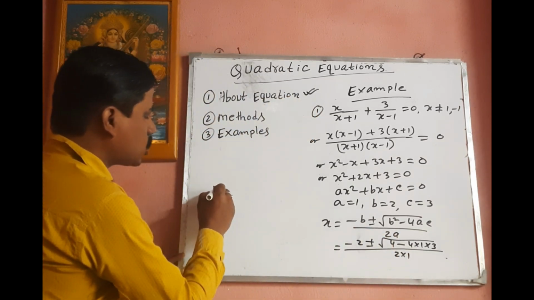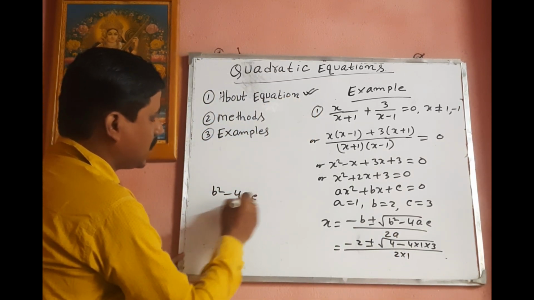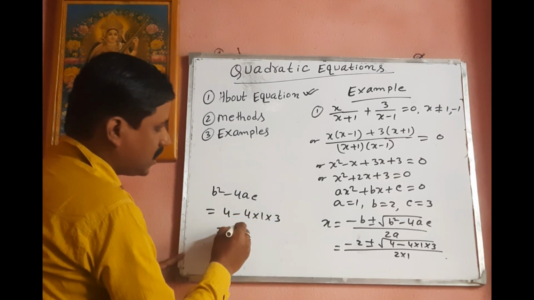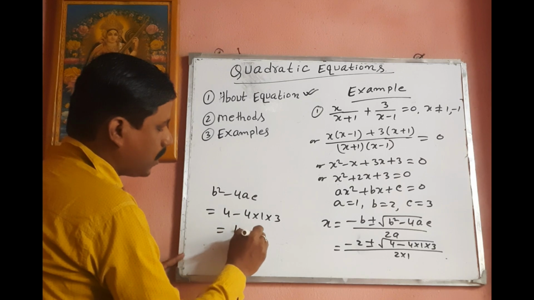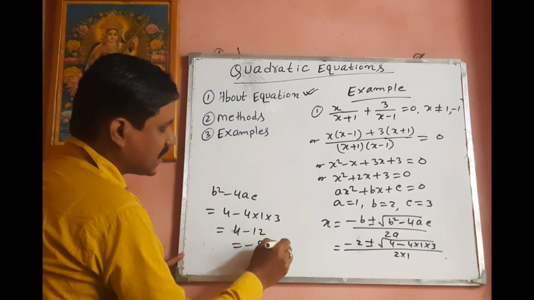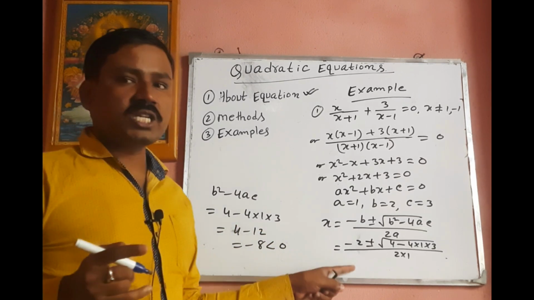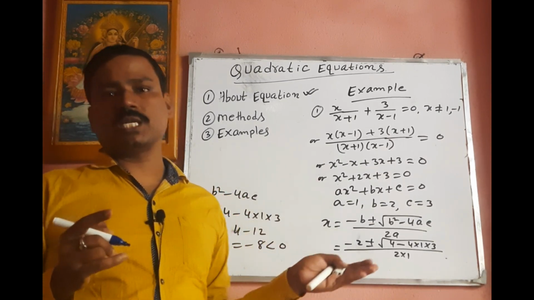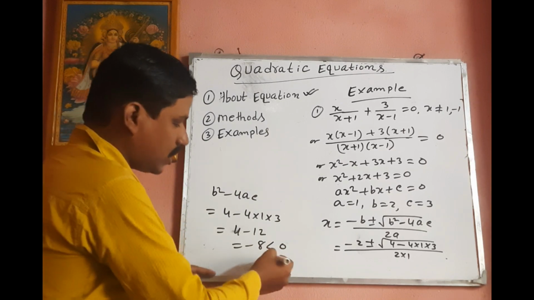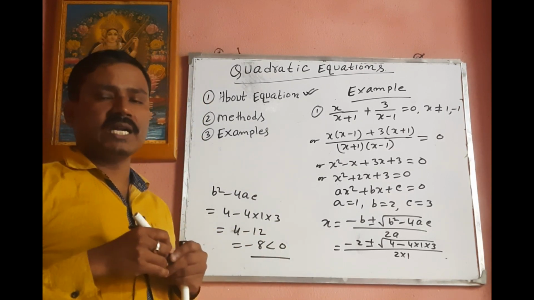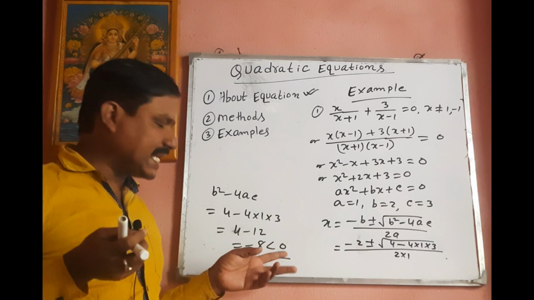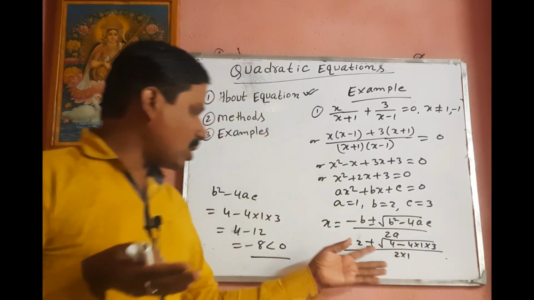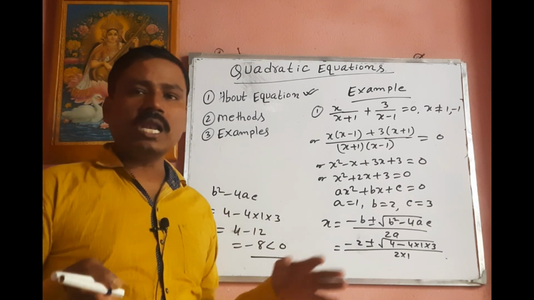And here there is b square minus 4ac, that is 4 minus 4 into 1 into 3, that is 4 minus 12, that is minus 8, less than 0. So in these types of equations, there are two roots and the two roots are imaginary and unequal according to this formula. That is, we know that if b square minus 4ac is less than 0, then the roots are unequal and imaginary. Here also the roots are unequal and imaginary.